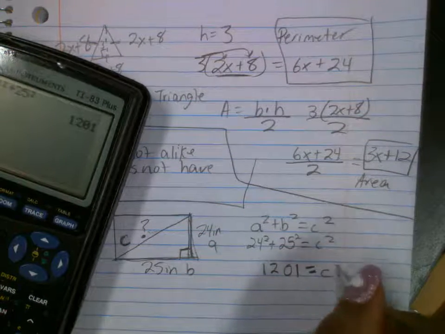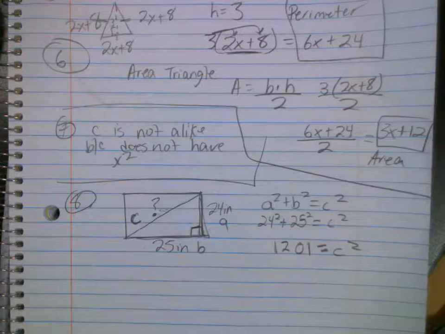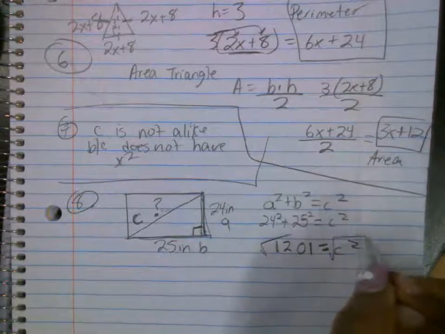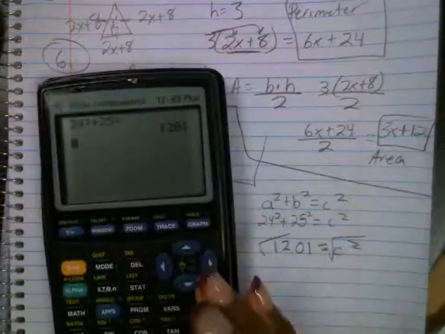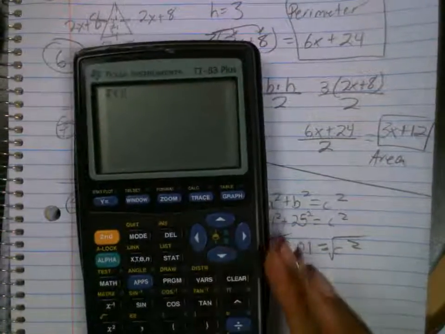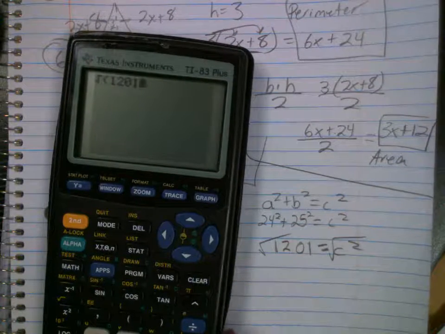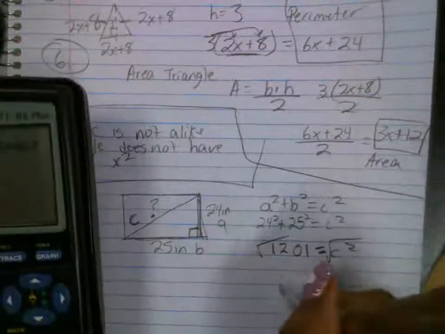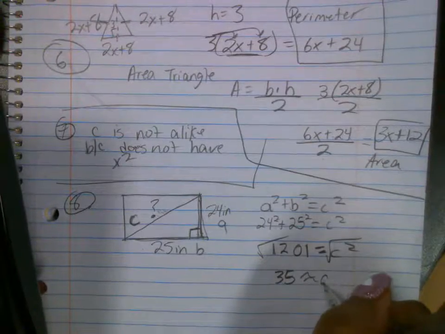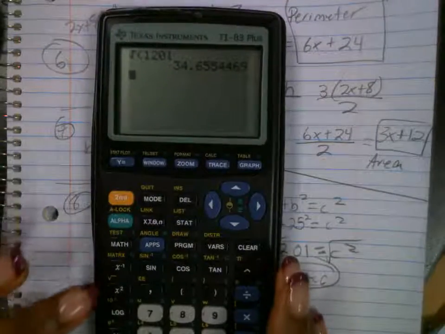1,201 is equal to c squared. Now, how do you solve for c? What do we do to solve for c? Find the square root. Good job. So we find the square root on both sides. So how do I type in the square root button? Second, x squared. Good. That's 1,201, right? And that's about how much? Yeah, about 35. Wait, where do you get the square root? It's the second button and x squared.